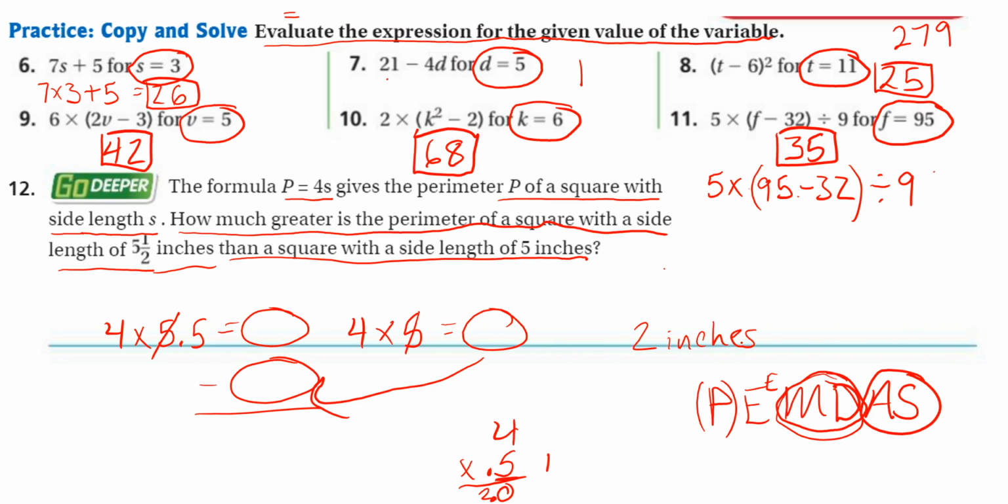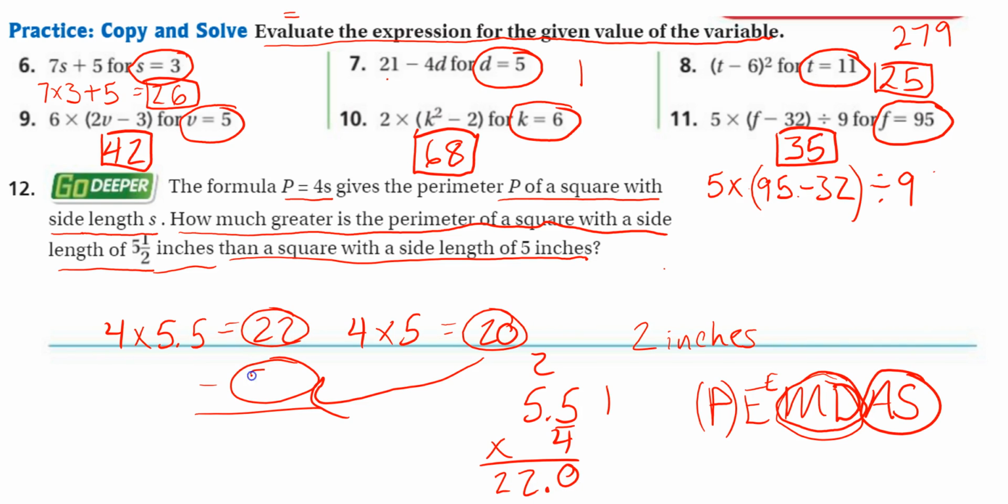Now let's check my math though. So 4 times 5 is going to be 20, and 4 times 5.5, move my decimal over 1. So this is going to be 22. This is going to be 20. I subtract that, and sure enough, we get the same answer.